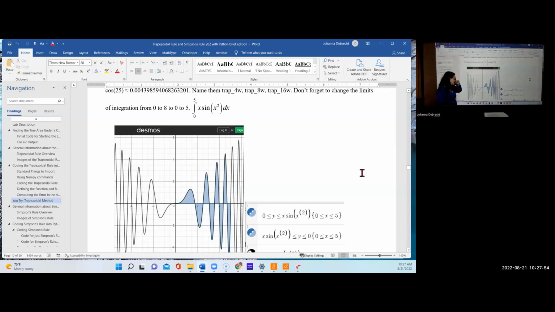And you can see right here a Desmos graph. So this is what x sine of x squared looks like. And I've shaded in the region between 0 and 5. So we can see this has parts both above and below the axis, and we want to estimate that area right there. You can see there's lots of changes in curvature. So it's highly likely that the trapezoidal rule will not be as accurate as Simpson's rule.